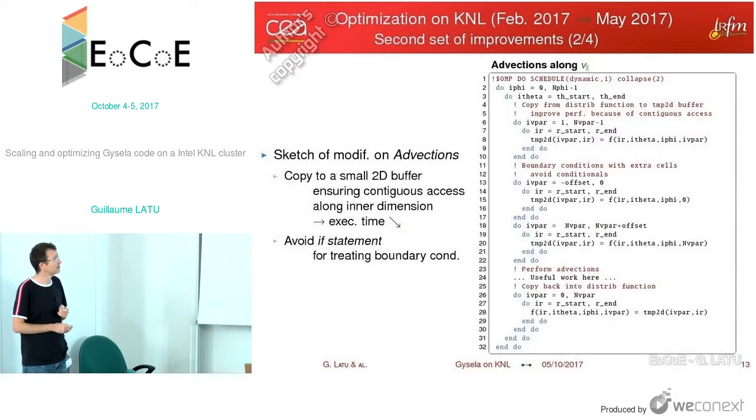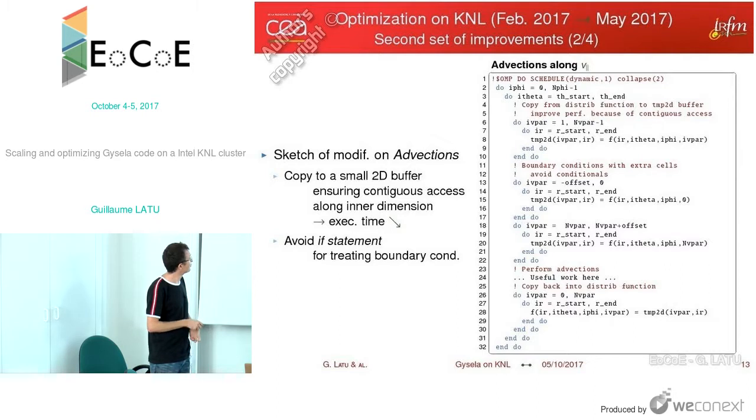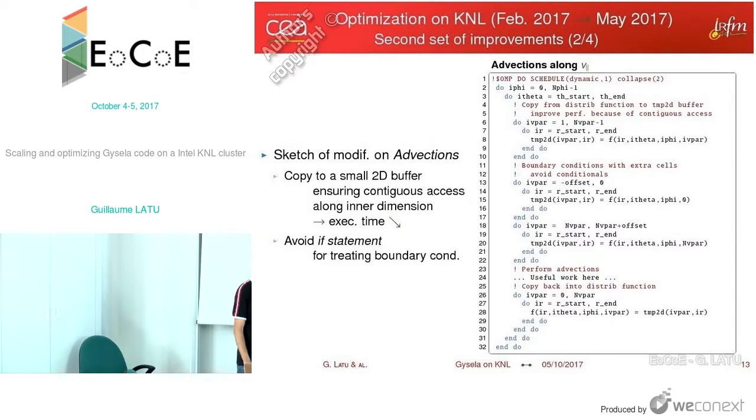Just this modification has a big impact on the performance. It's very near the technique that you use on GPU, copy and copy back. And we also avoid the if statement here by copying extra data in the buffers. So in order to avoid if statements for boundary conditions, we prefer to copy data, and it is much more efficient that way.